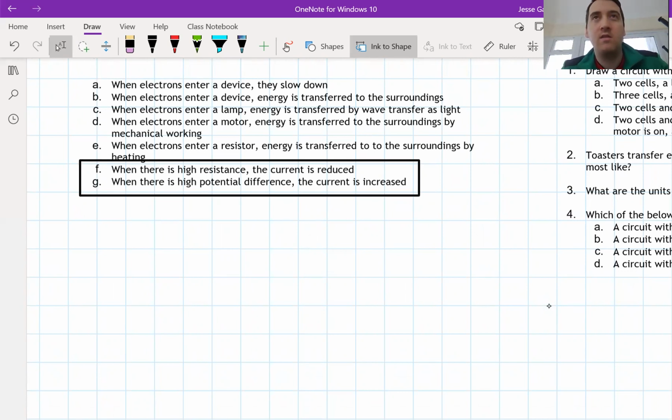So with high resistance, the longer the wire of the resistor, the more the electrons get slowed down. So the current, I, will reduce. When there is a high potential difference, that means a lot of energy has been transferred to the electrons in the battery, so they're going to move faster. So the current is increased when the potential difference is increased. So we've already laid the foundations for the future videos, and I'm going to see you in the next video.